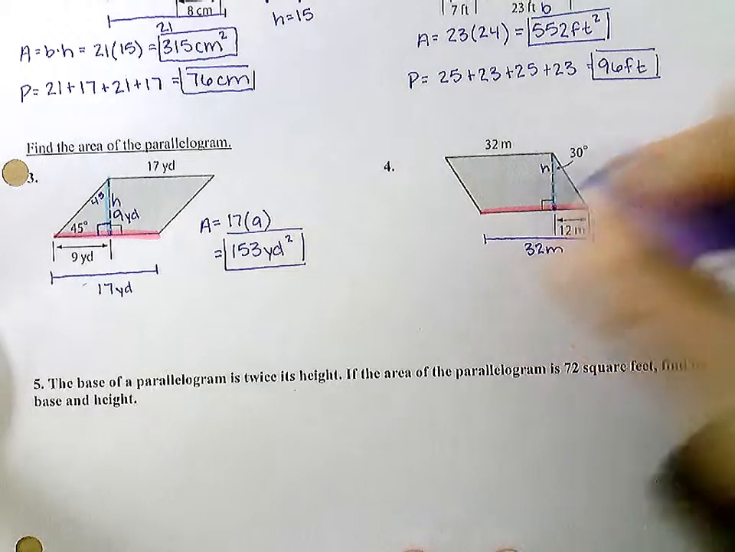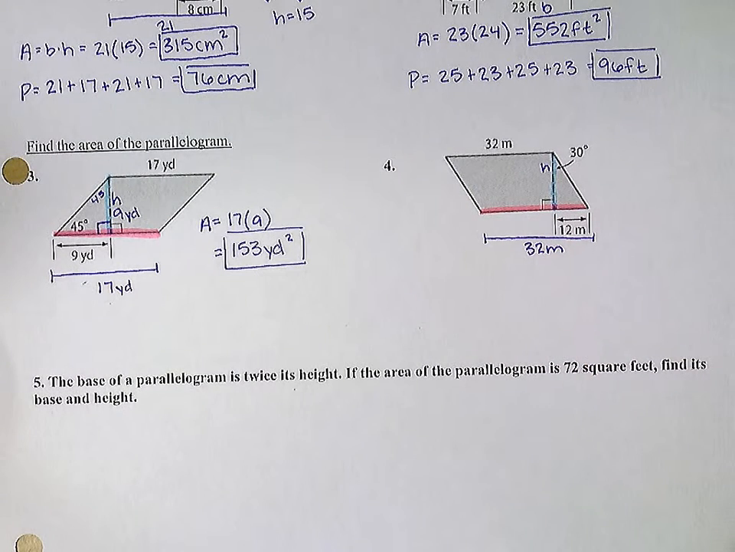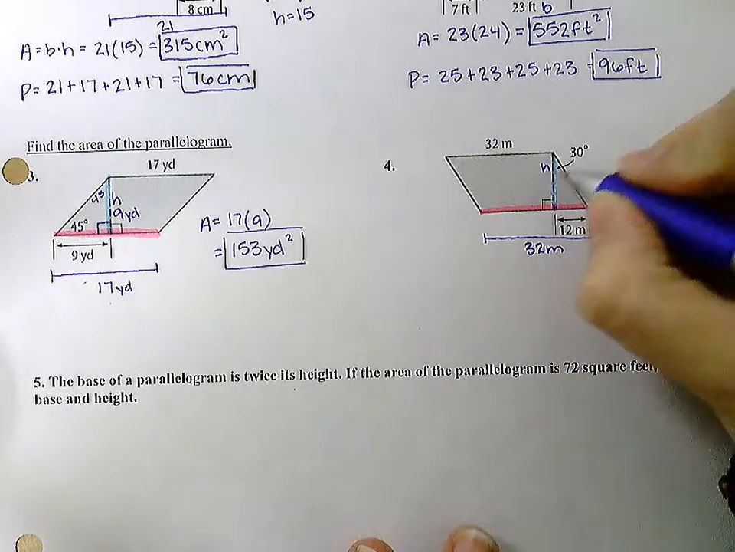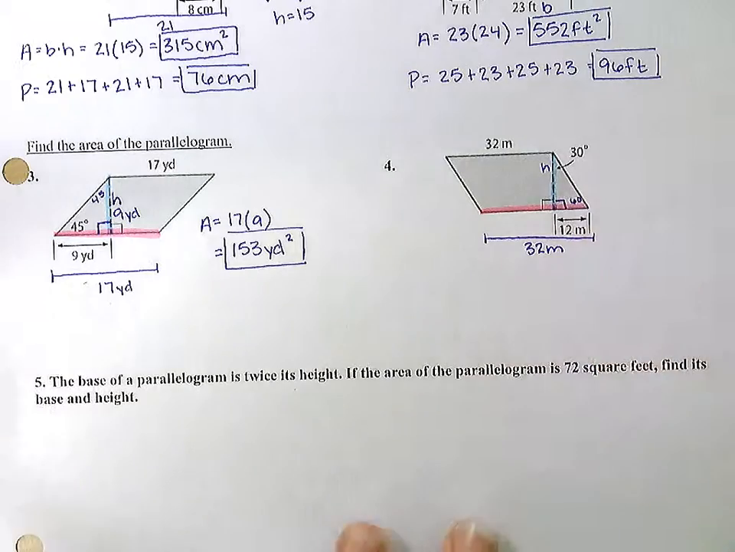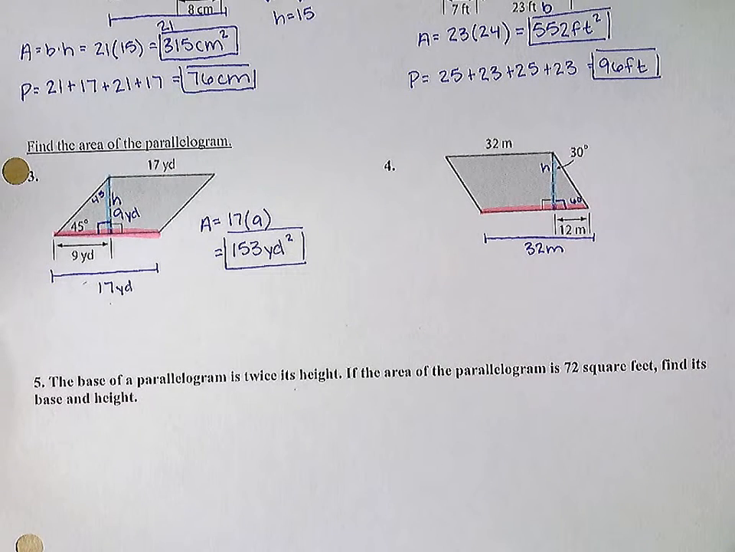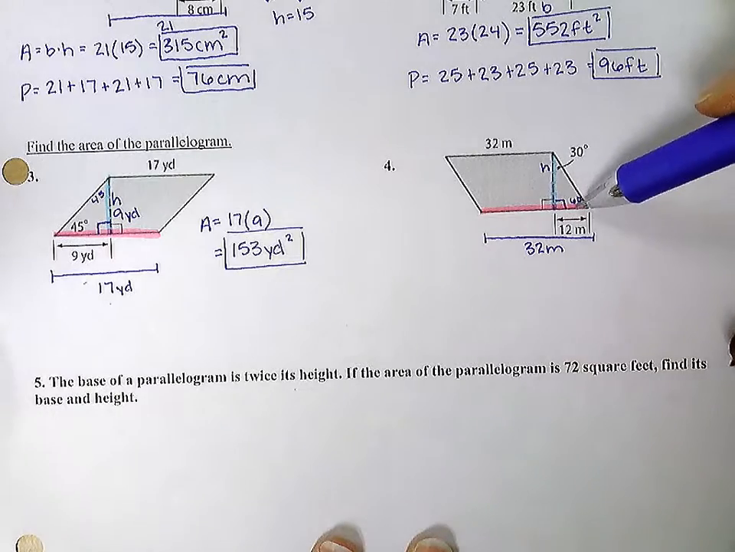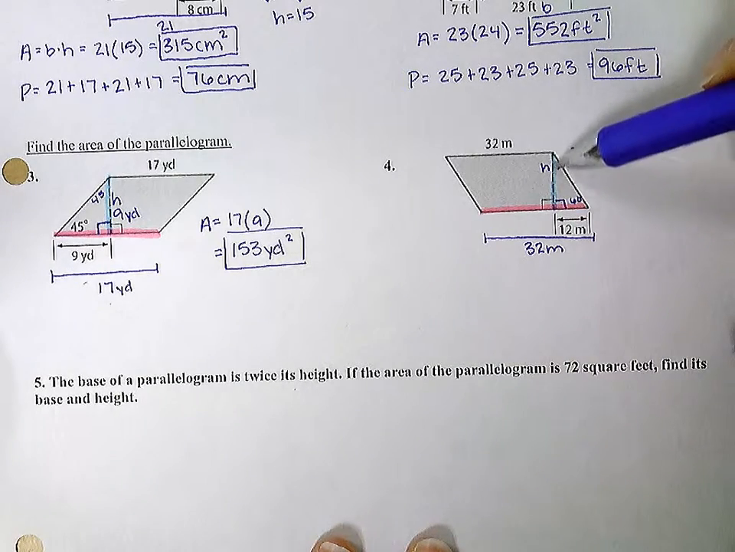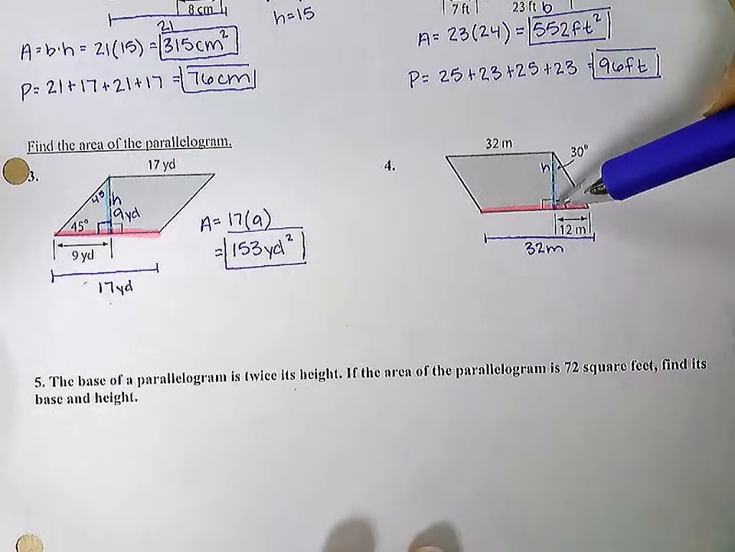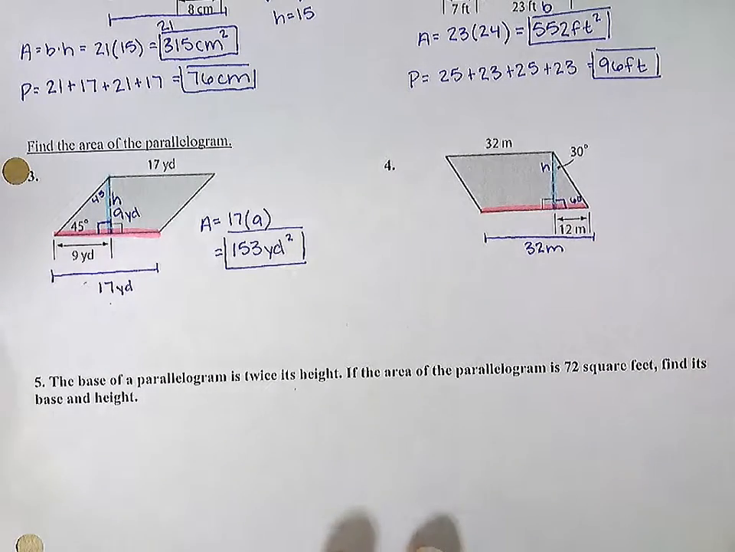And I'm missing that height. Okay, so I'm missing that height length. Now if I look at the triangle formed, I have a 30, 60, 90 right triangle. Now within that right triangle, I'm given one side of 12 meters. That one side is the short side, because it's opposite that 30-degree angle. This side that I need to find is the long side. Okay, so we're looking for the long side.